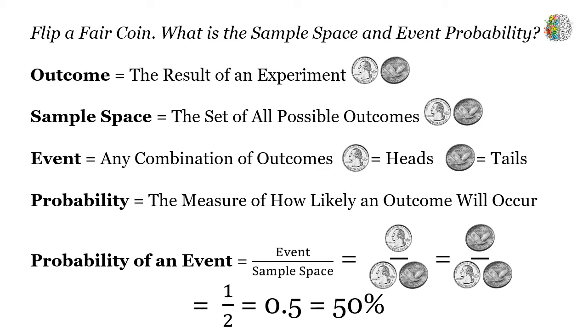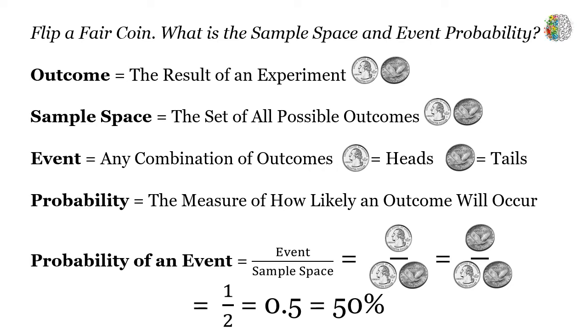That means the sample space is also going to be 2 because it's the set of all possible outcomes. So the sample space for flipping a fair coin is going to be heads and tails. We have 2 possible outcomes. An event is any combination of outcomes. Well, when I do my experiment, one event is going to be to get heads, and the other event is going to be to get tails. Each of those has one outcome each.